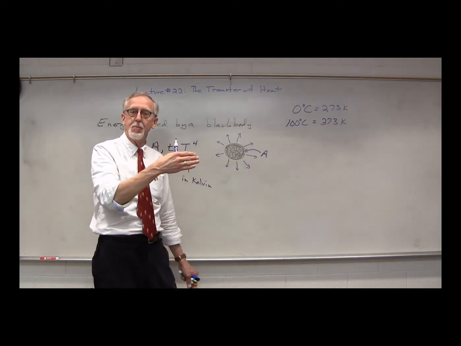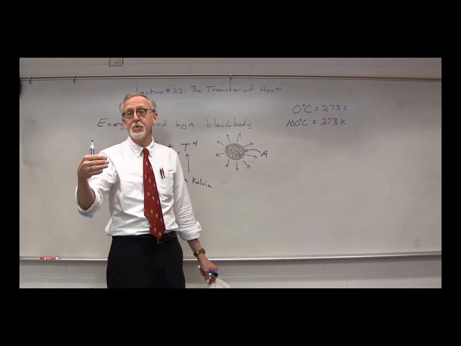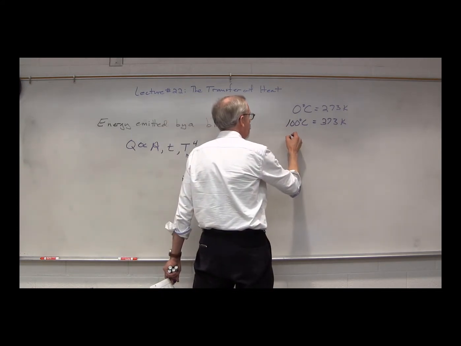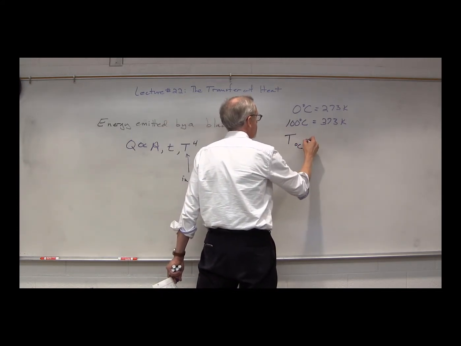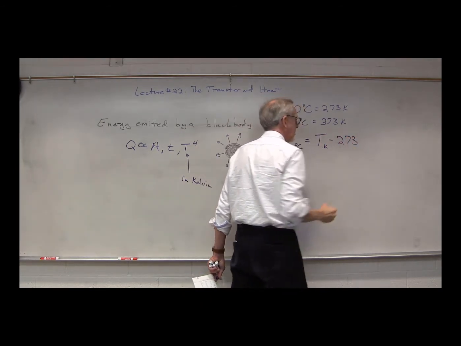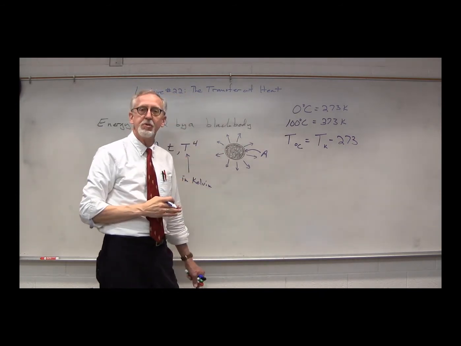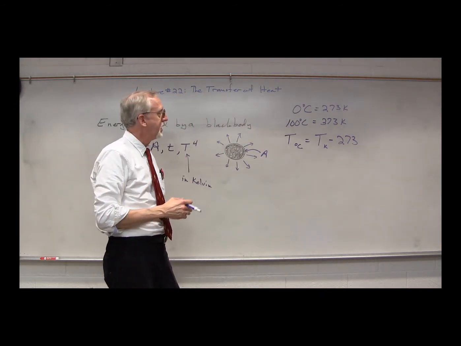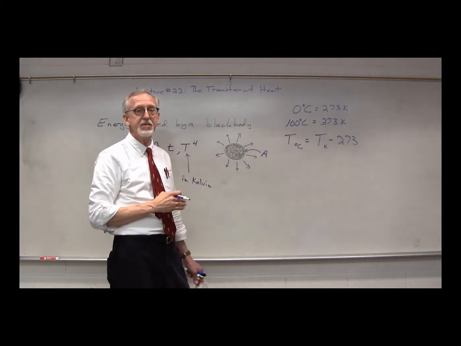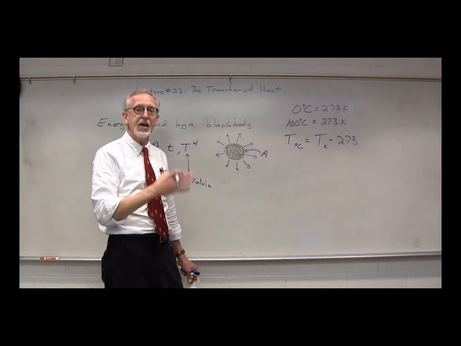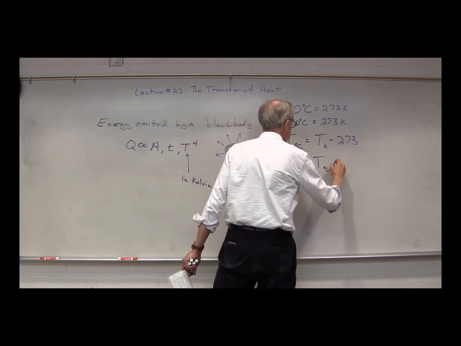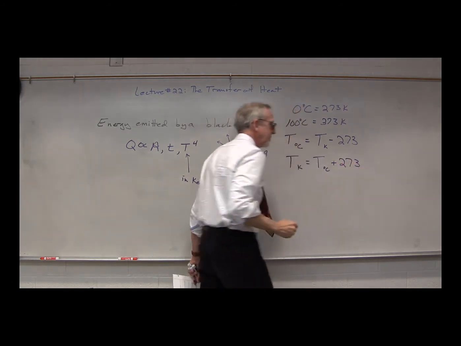So if you increase the temperature by 1 degree Celsius, you increase the temperature by 1 Kelvin. We can write a conversion here: the temperature in degrees Celsius is equal to the temperature in Kelvin minus 273. So you just take whatever the temperature is in Kelvin, subtract 273, and you get the temperature in Celsius. If you want the temperature in Kelvin, you take the temperature in Celsius and add 273, and that will give you the temperature in Kelvin. So the temperature in Kelvin is equal to the temperature in degrees Celsius plus 273.